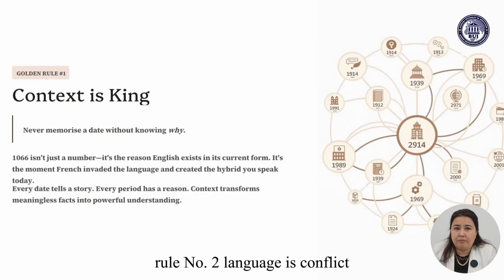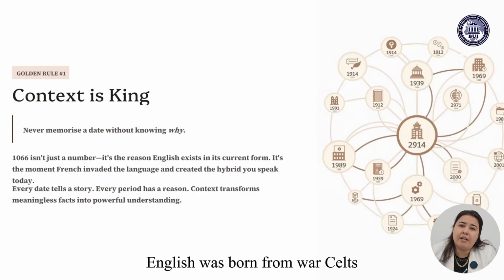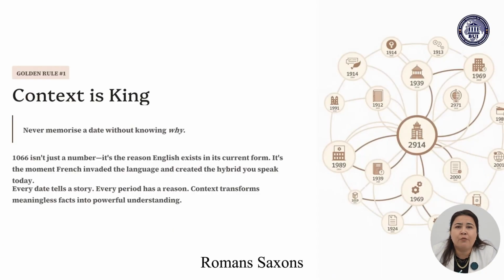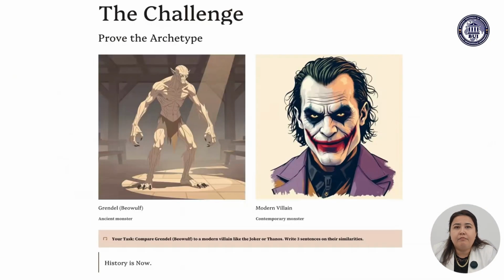Rule number 2: language is conflict. English was born from war. Celts, Romans, Saxons, Vikings, French. Every word you speak is a survivor of a harsh battle. Rule number 3: literature is a mirror. Old English showed their fears, modern English shows ours. If you understand the text, you understand the people.